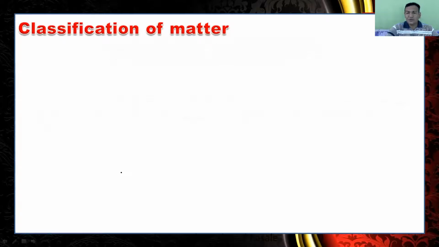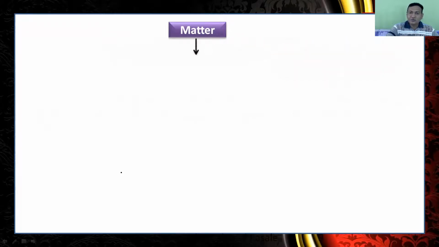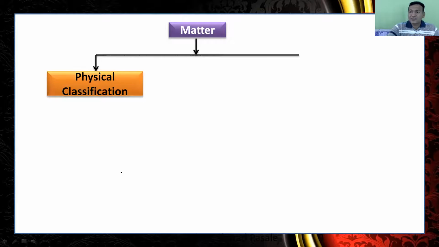Now we will discuss matter. What is meant by matter? Anything that has mass and occupies space is called matter, right? So the physical classification of matter, there are three types actually, which are: one is solid, the other is liquid, and the third is gas.